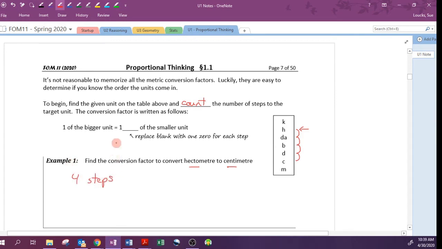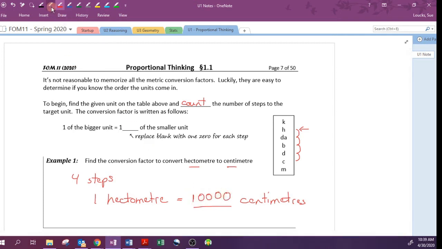The order doesn't actually matter whether I'm going up or down because I'm going to write, my hectometer is bigger, so it's going to be 1 hectometer equals some number of centimeters. And my number is going to be a 1 with 4 zeros after it. 1, 2, 3, 4. And there are four zeros. That's the key. Okay? Because there were 4 steps.